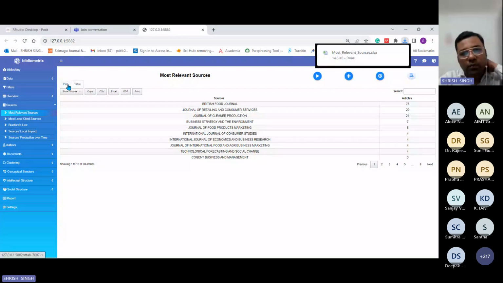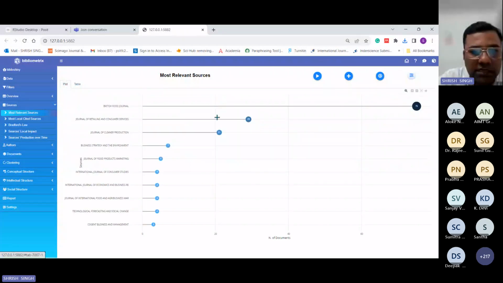You can make your own graph. No need to copy this graph. This is the graph which is mentioned by the Biblioshiny. But if you want to make your own graph, then you can just export the table in Excel, and you can make your own graph. As I've done in my research paper, which got published in a previous year, I used the table, and with the help of table, I made my own graphs with the help of Excel, and those graphs were mentioned in my research paper, right?